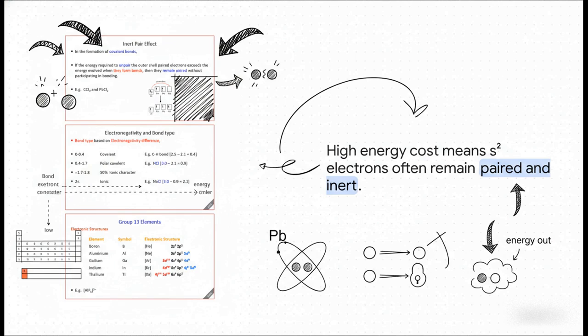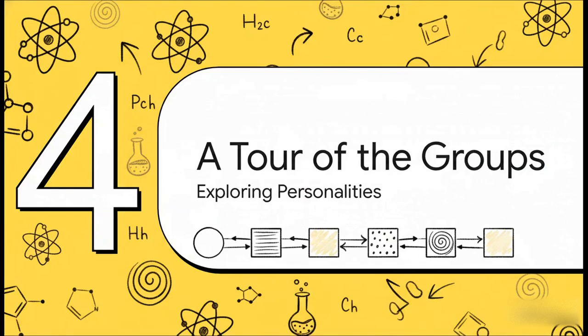And this is what leads to the element showing a stable oxidation state that is 2 less than its group number. All right, now that we've got the rules and the major exception down, let's see how this all plays out in the real world. We'll take a quick tour through a few of the groups to explore their unique chemical personalities.